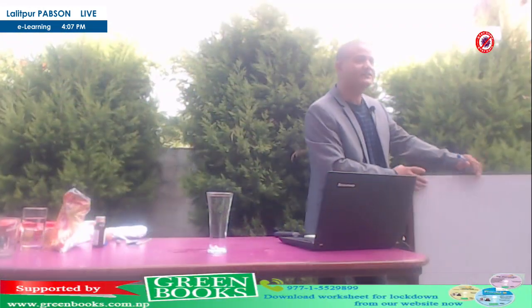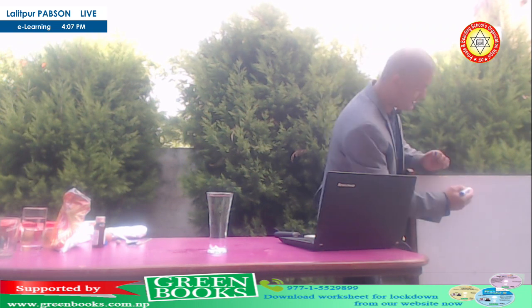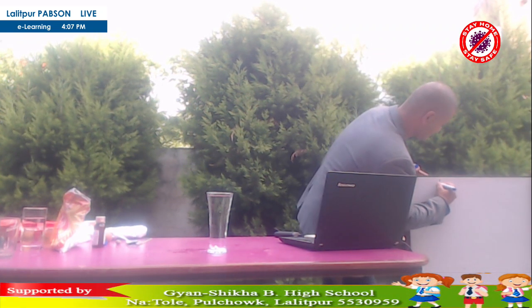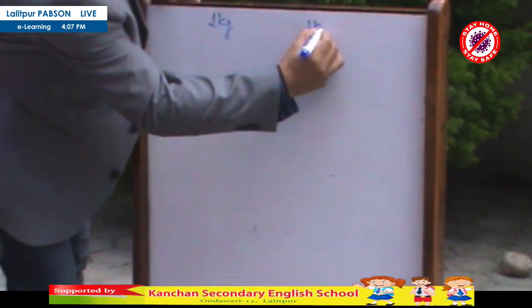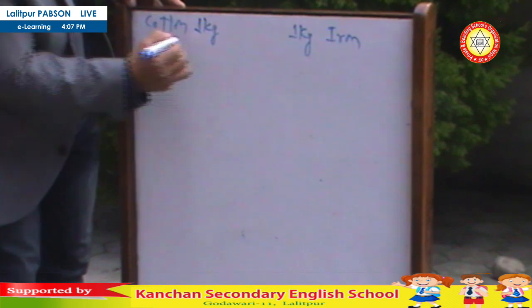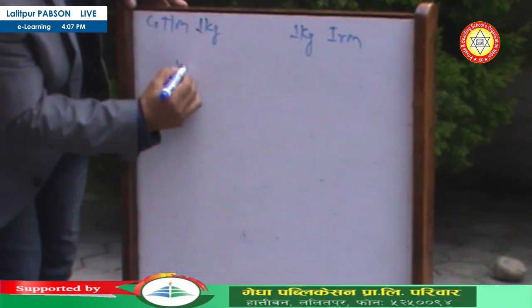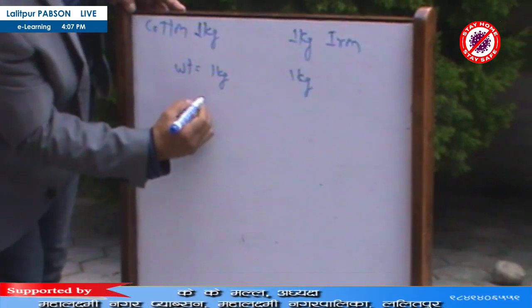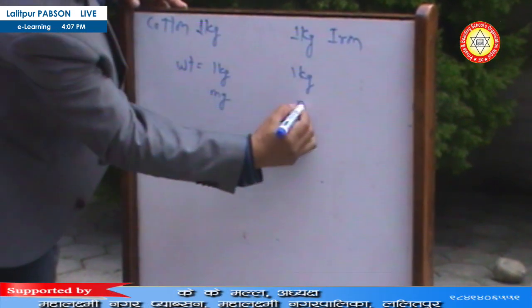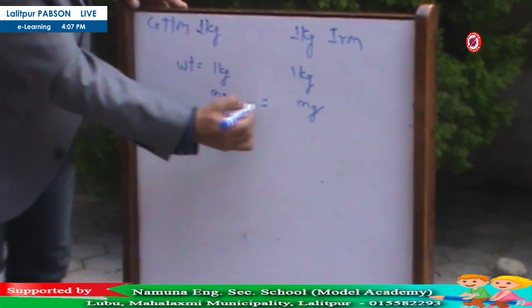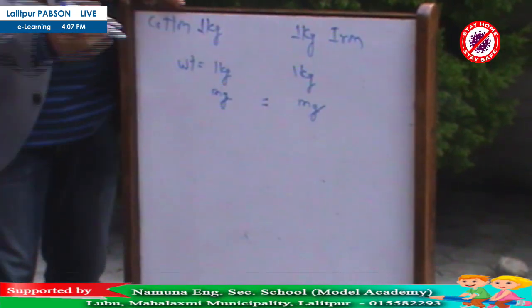I will use a board just to show the concept of density and mass. What we said is that both are 1 kg, this is iron and this is cotton. Both are 1 kg. So the weight is 1 kg for both. Weight equals mg, and g is the same, so the masses are equal. But what is different here?